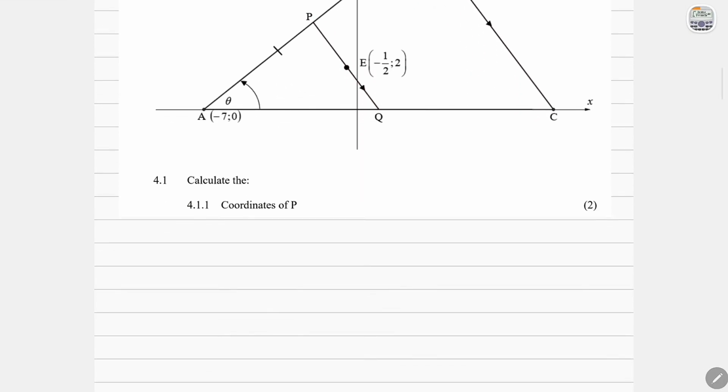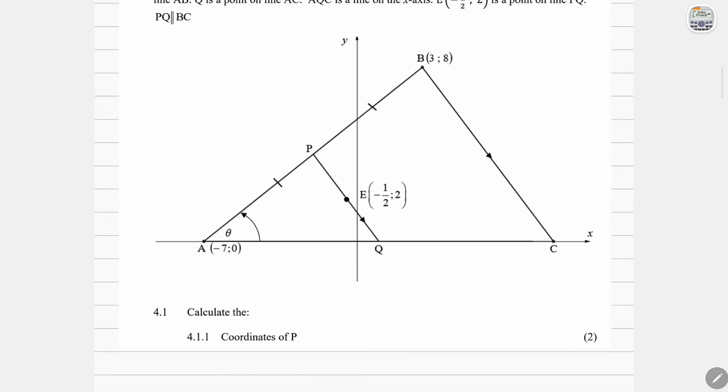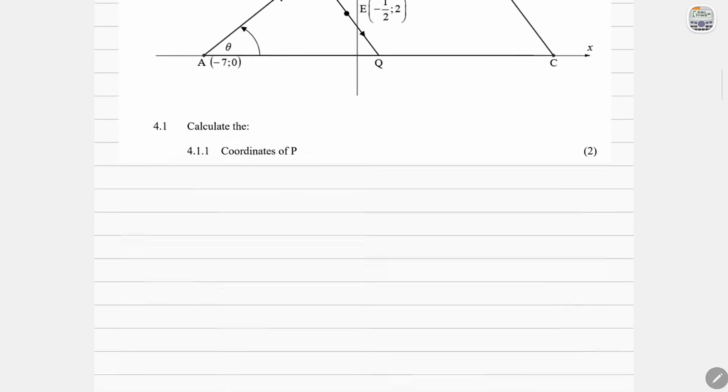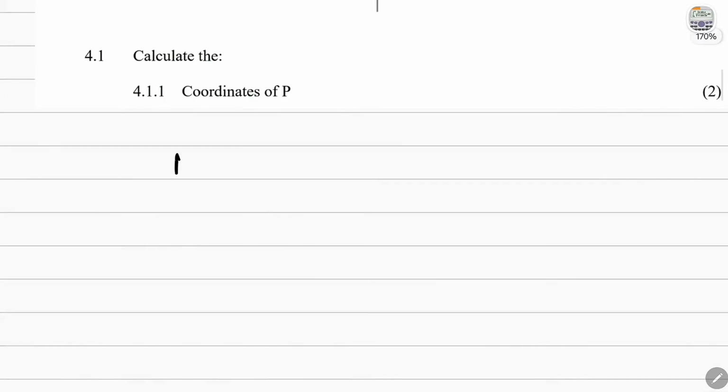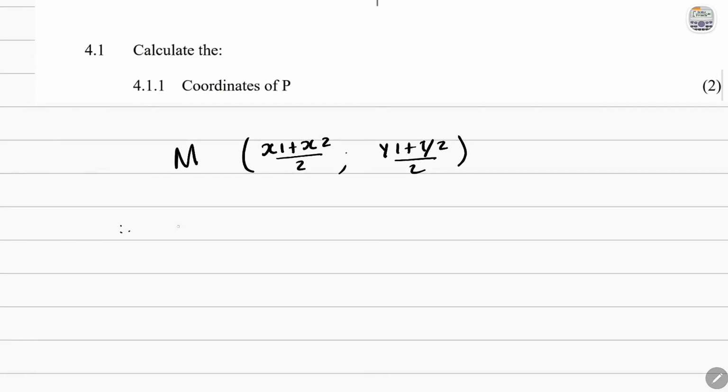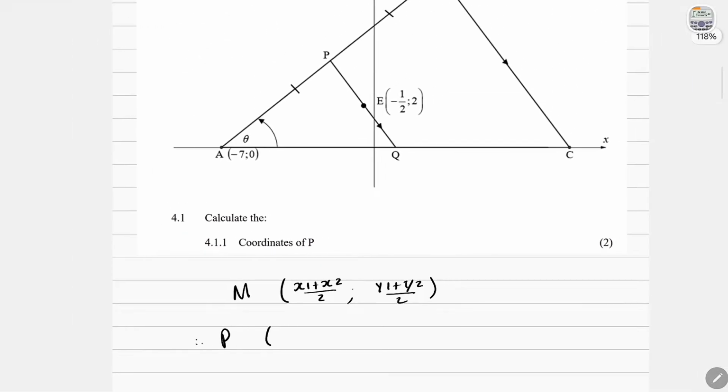Okay, so the first question says, calculate the coordinates of P. So what did they tell us about P? They said P is the midpoint of AB. So we need our midpoint formula. We'll find the midpoint by saying (x1 plus x2) divided by 2, and then (y1 plus y2) divided by 2. And now for our point P, we'll just substitute those values.